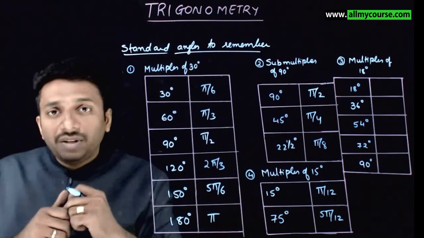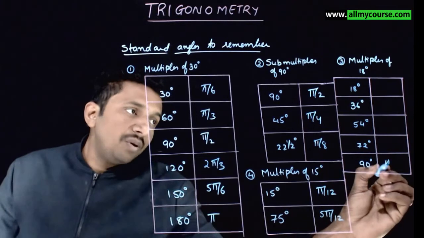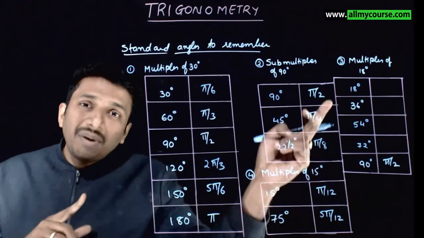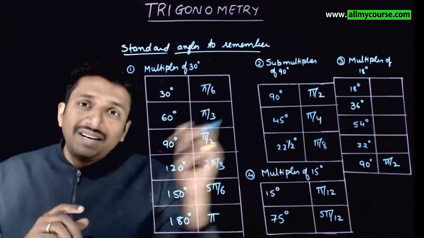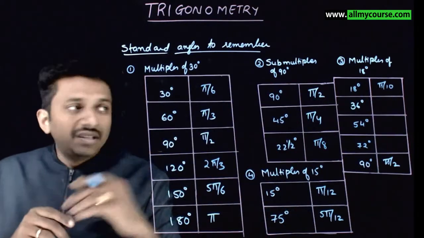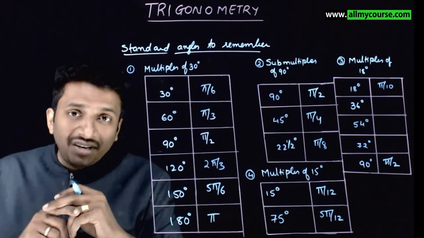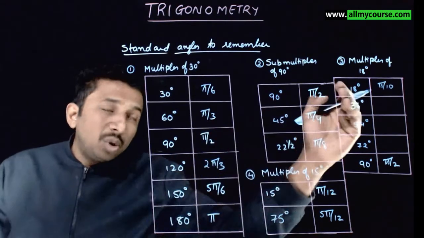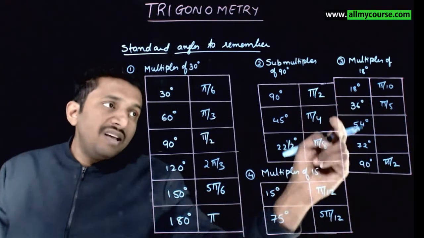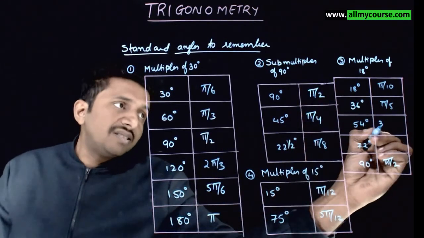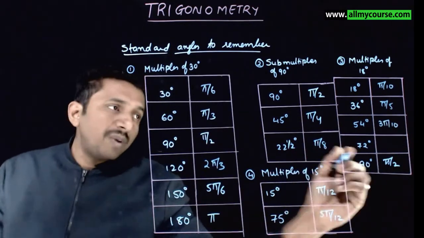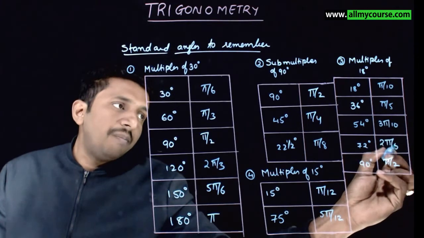Next, we'll go for multiples of 18. Now 90 degrees, we know that it is pi by 2. So 18 is nothing but 1/5 of 90, which is 18 degrees. So 1/5 of pi by 2 is pi by 10. So 18 degrees can be written as pi by 10 radians. 36 degrees is 2 times 18, that is 2 pi by 10 or pi by 5 radians. 54 is 3 times 18 degrees, that is 3 pi by 10. And 72 is 4 times pi by 10 or 2 times pi by 5.